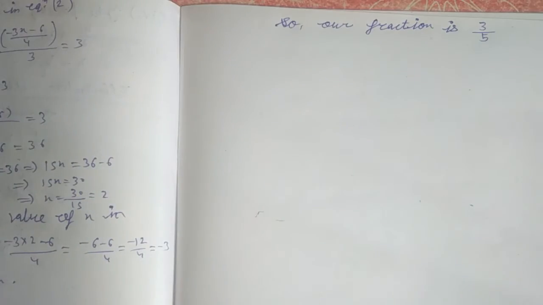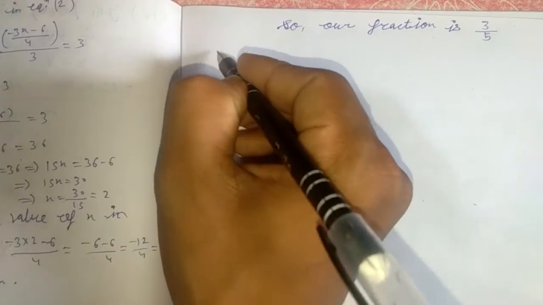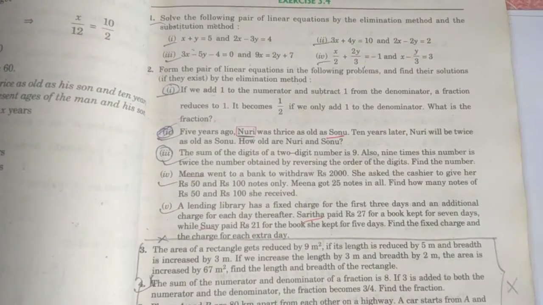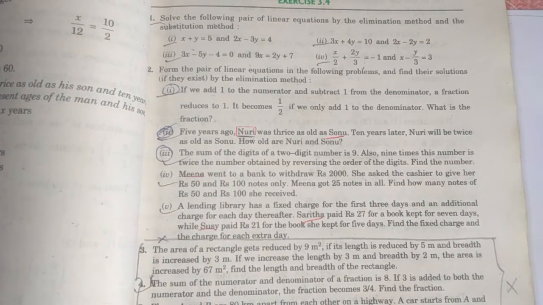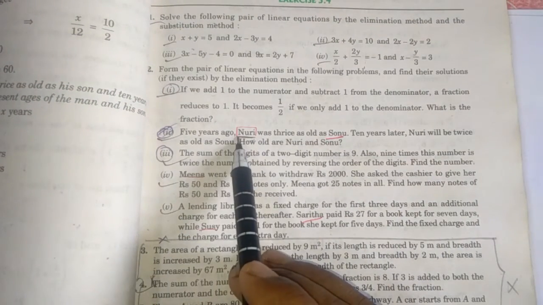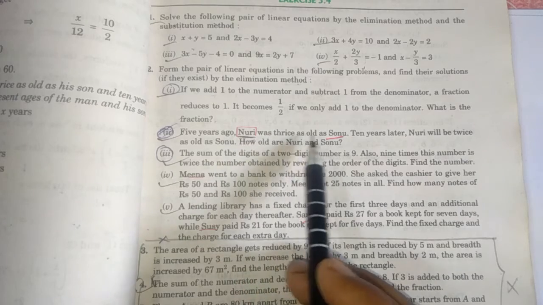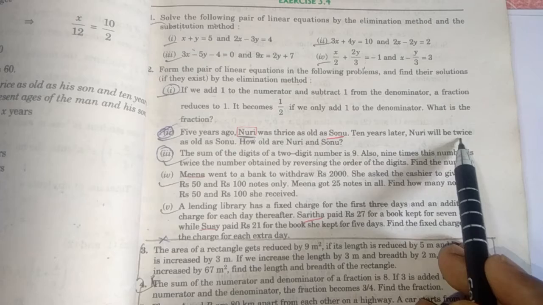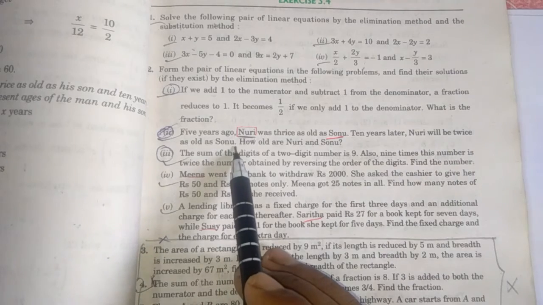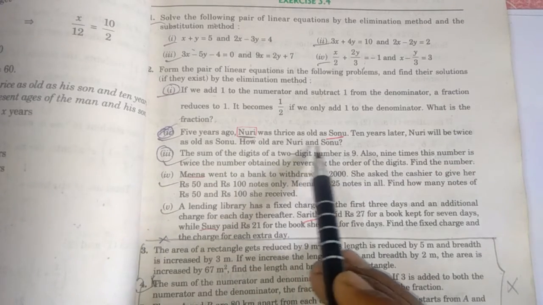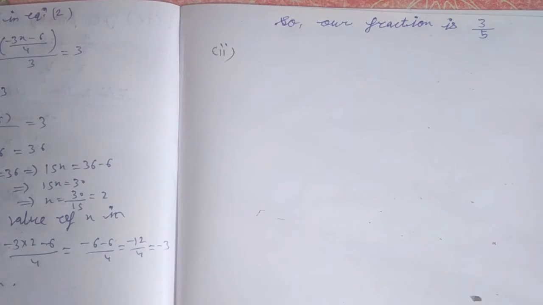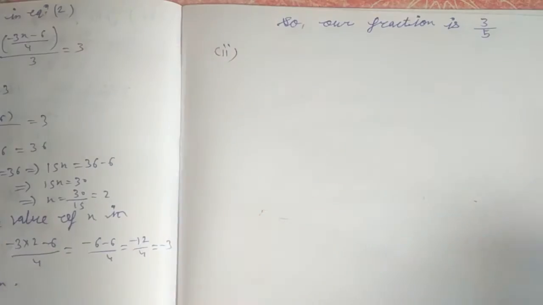Our second question is, now look at the second question. 5 years ago, Noori was thrice as old as Sonu. 10 years later, Noori will be twice as old as Sonu. How old are Noori and Sonu? Meaning, what are the present ages of Noori and Sonu.